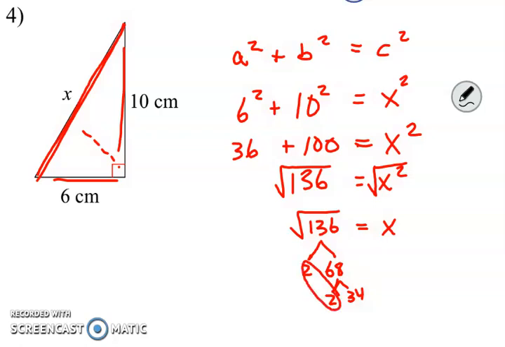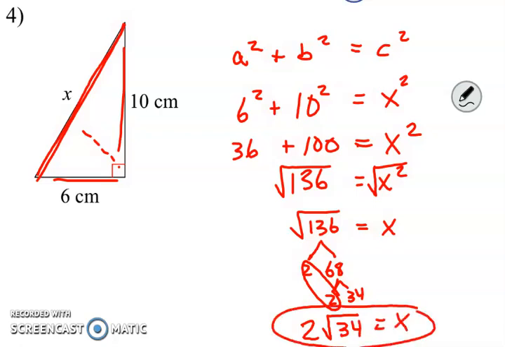If I called this, instead of square root of 136, square root of 2 times 34, 2 times 2 is the same as a perfect square. I could pull that to the outside of the radical and keep the 34 on the inside. Okay, so this would be the more simplified version of that radical. And so that's what the distance of this hypotenuse is.